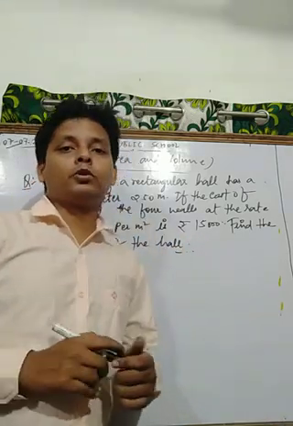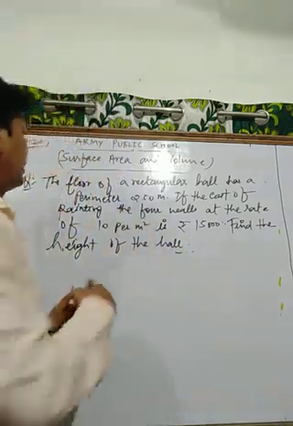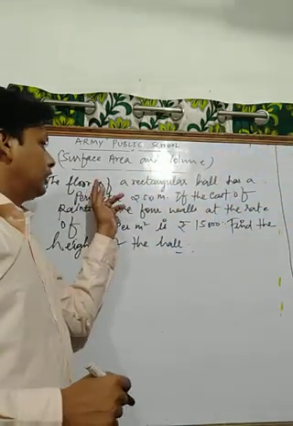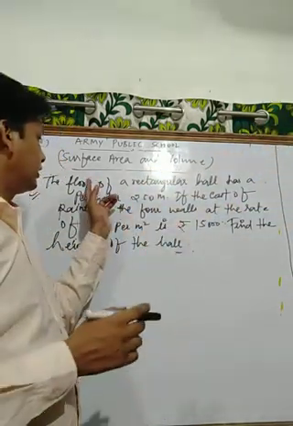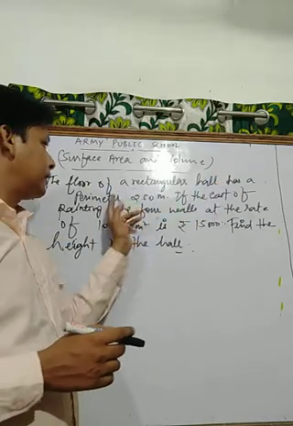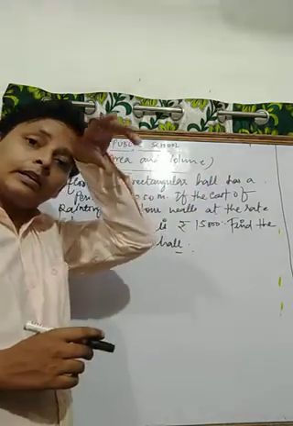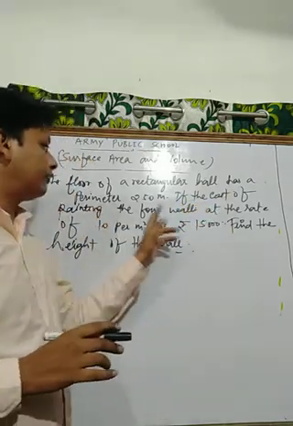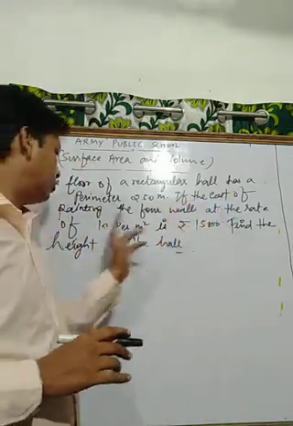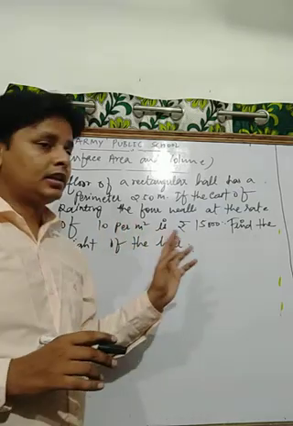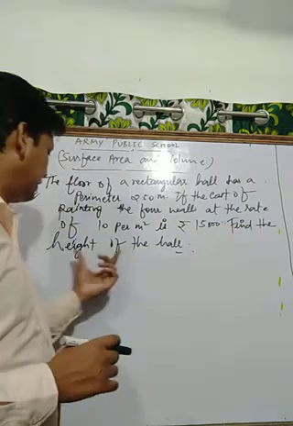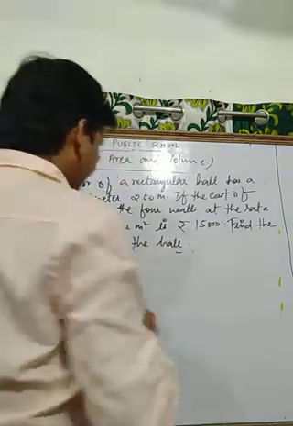This is one of the most important questions of your NCERT exercise. The floor of a rectangular hall has a perimeter of 250 meter, only floor. If the cost of painting the 4 walls at the rate of 10 per meter square is 15,000, find the height of the hall. Let's see its solution.